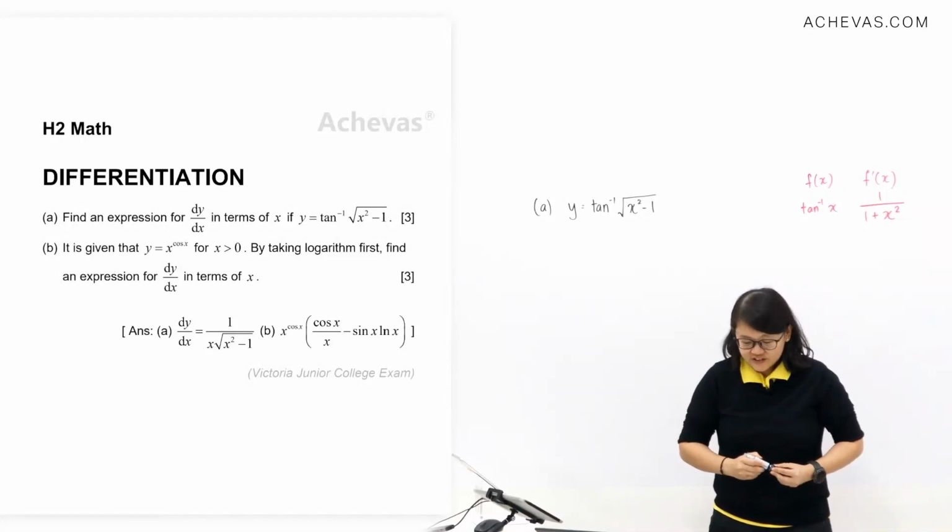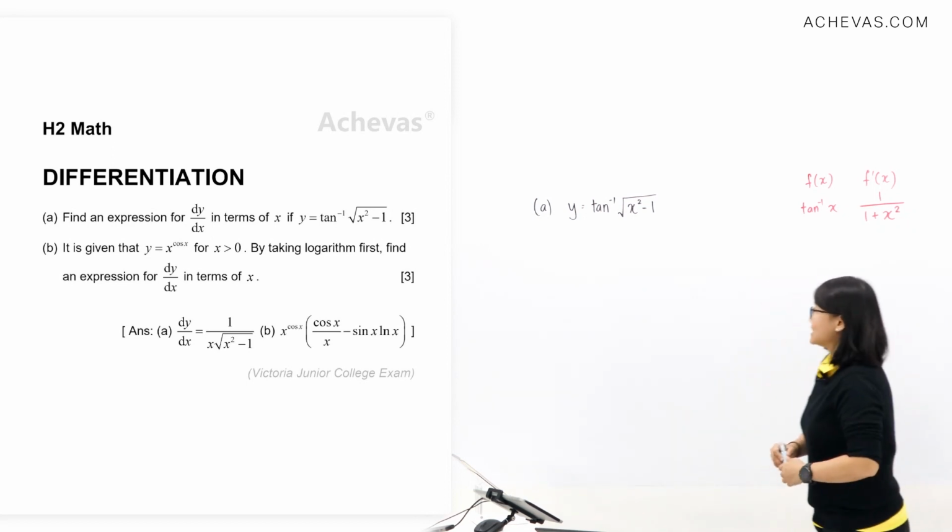Let's take a look at a differentiation question from VJC. Part A, find an expression for dy/dx in terms of x if y equals tangent inverse of square root x squared minus 1. Now let's take a look at the result.